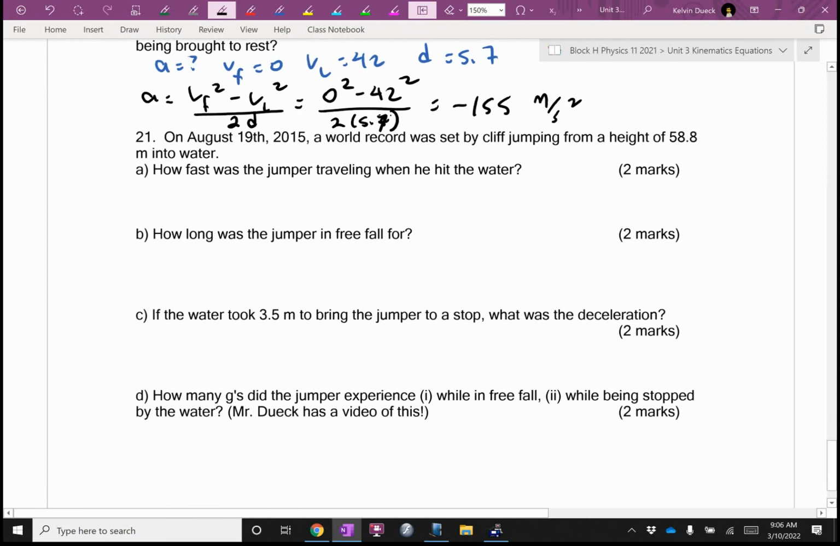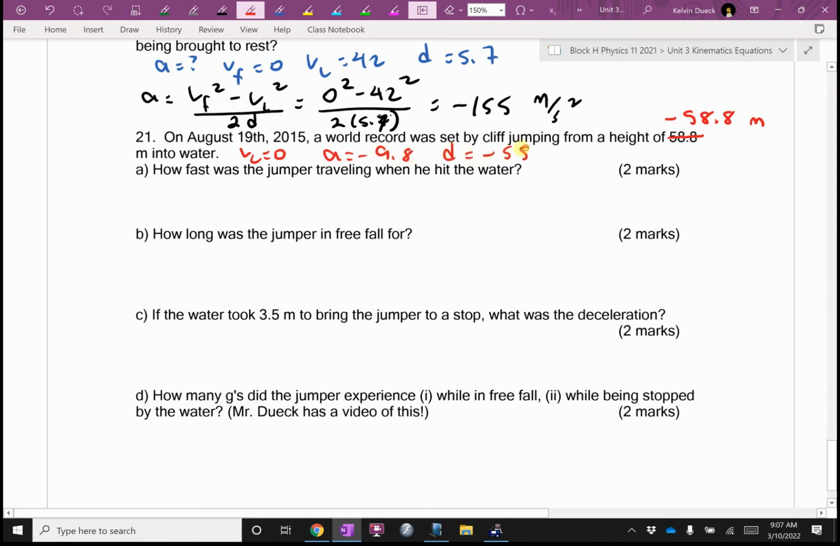Number 21. This is kind of a neat one. I got a video of this. On August 19th, a world record was set by cliff jumping from a height of 58 meters into water. Cliff jumping? First thing I did, Jada, was cross out that 58.8 and make it negative because we're on a cliff. How fast was he traveling? Well, I think I can assume VI was 0. I've never seen a cliff jumper try and jump down. They step off generally, okay?